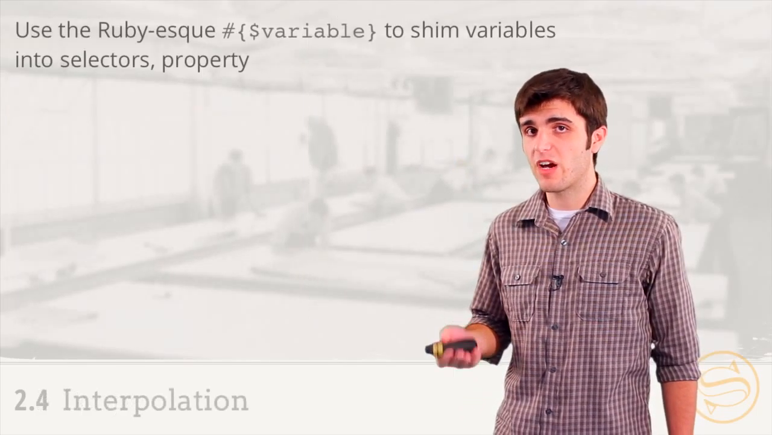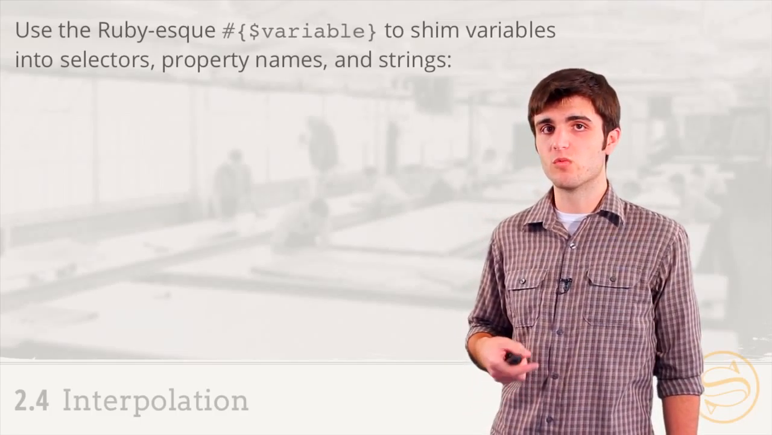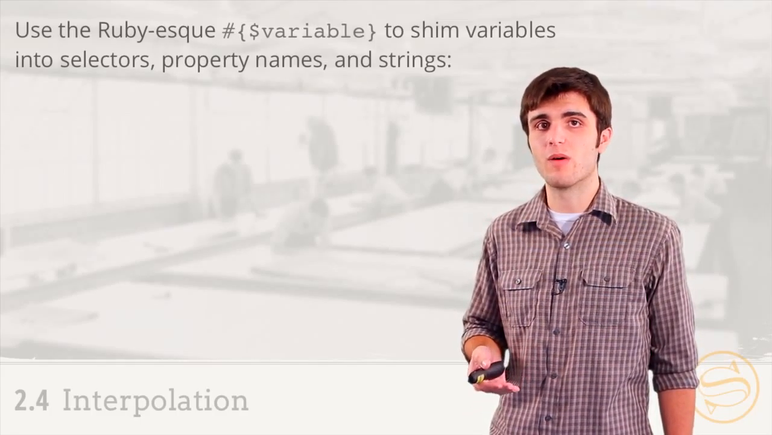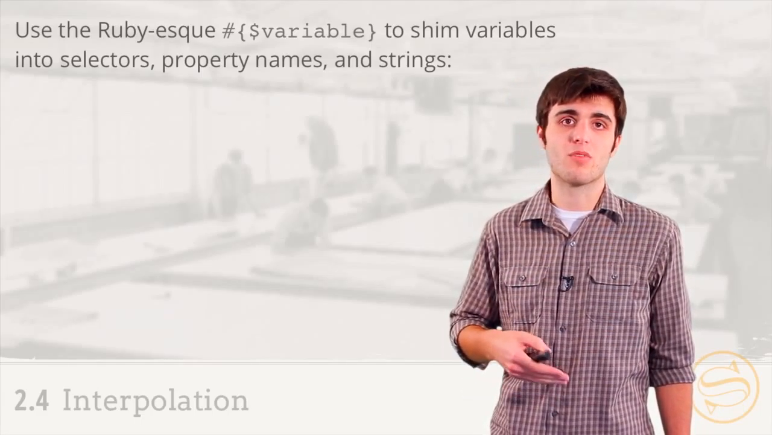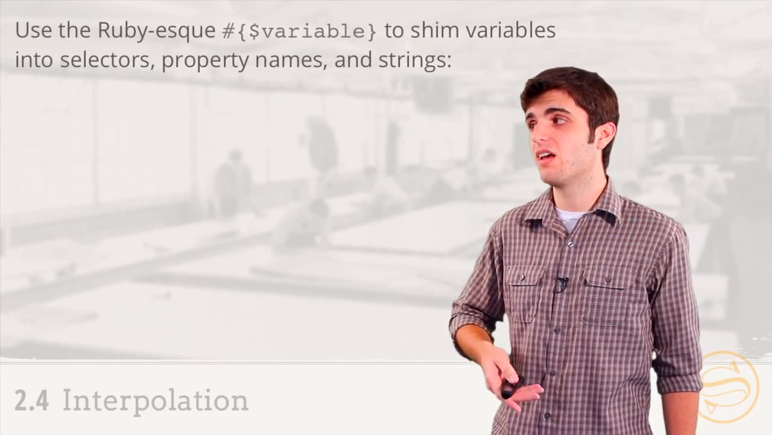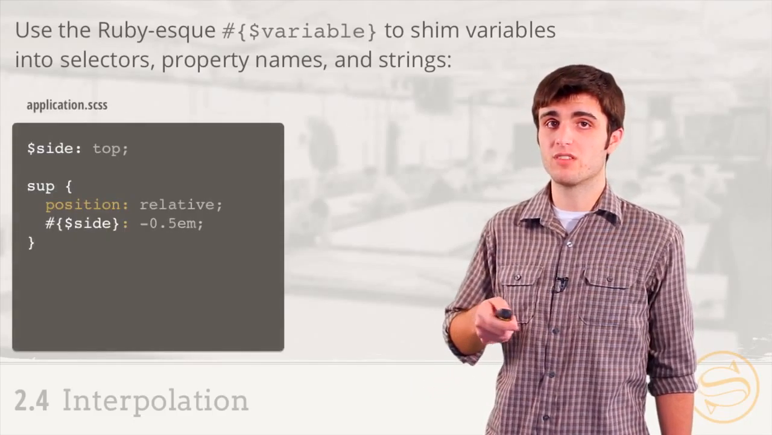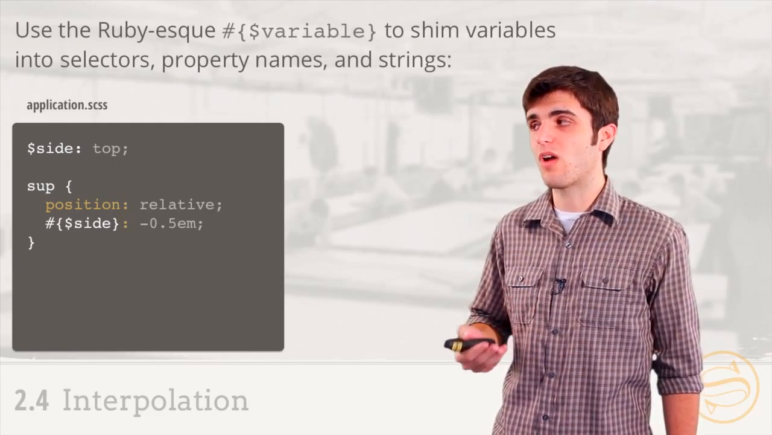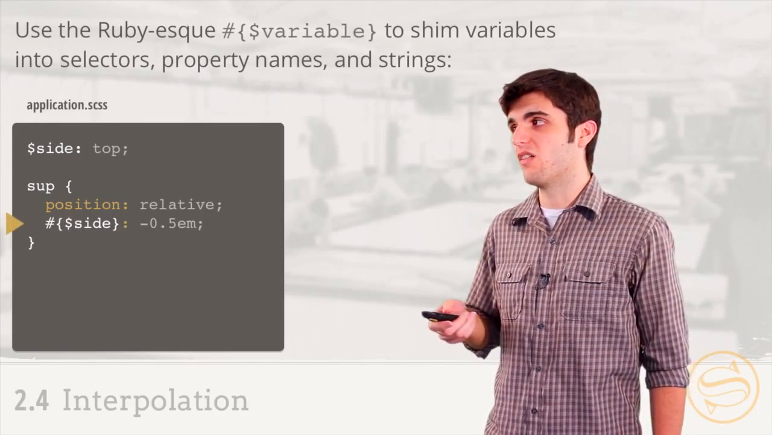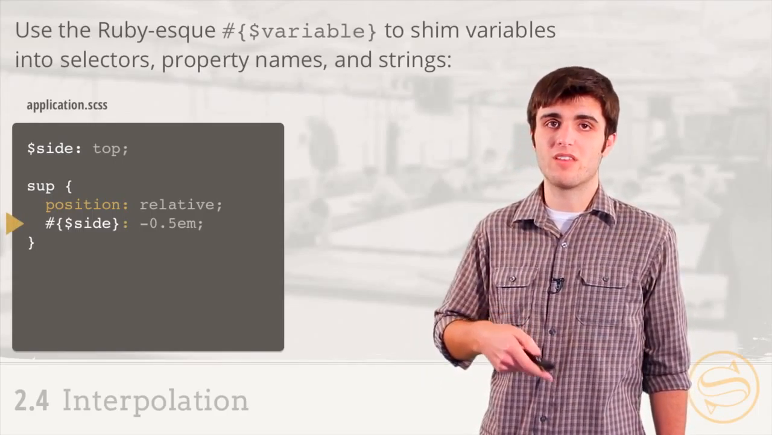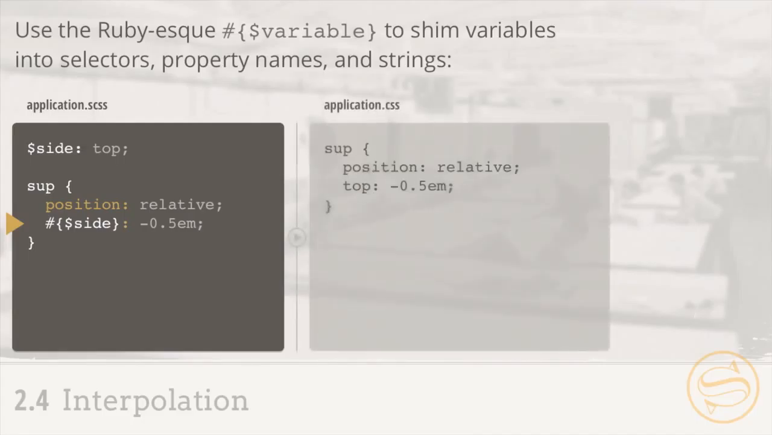So last up as far as variables go is interpolation. Now we can use the Ruby-esque method of using a hash followed by an opening and closing curly brace to add our variables to either selector names, property names, or strings. Here we're setting a variable to the string of top, and then if we wanted to use that as a property inside of our super declaration, we can go ahead and interpolate the value of our side variable as the property within there. When this compiles down, since side is equal to the string of top, that string is inserted into that interpolation, and that's the property that's used in that second position within super.